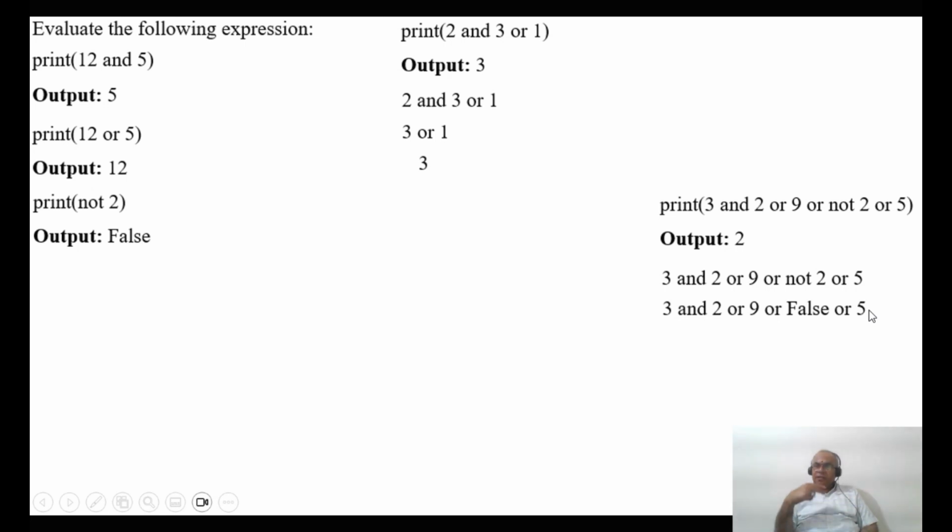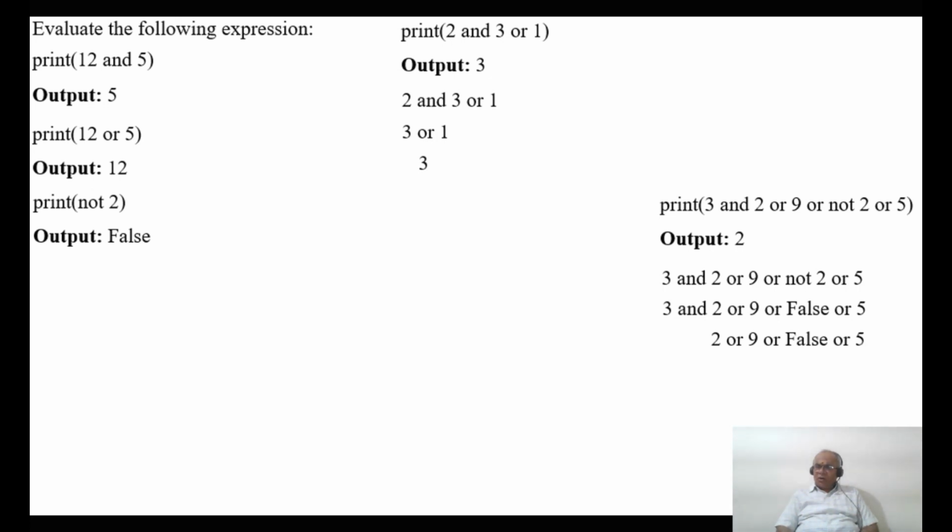Then we have the 3 and 2. The AND operator has the higher precedence, so 3 and 2 we want to evaluate. When you are considering 3 and 2, the truthy value in the Boolean AND operator is the second value. So you are going to get 2 or 9 or false or 5.